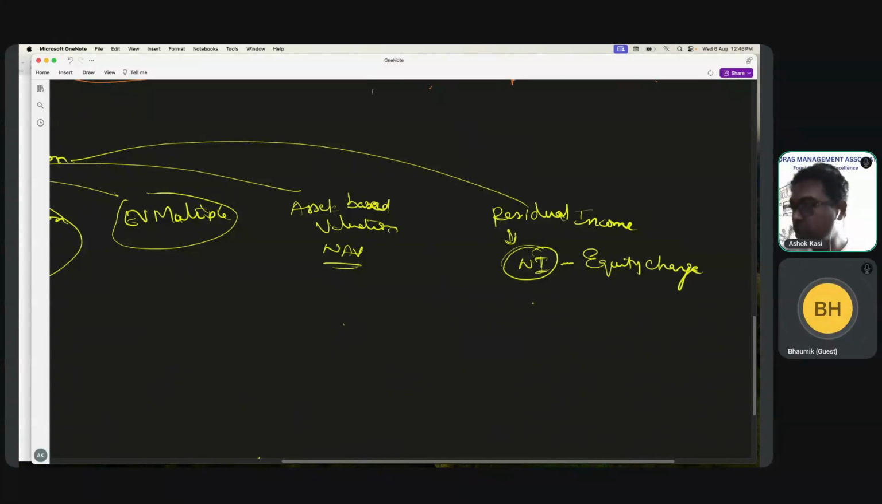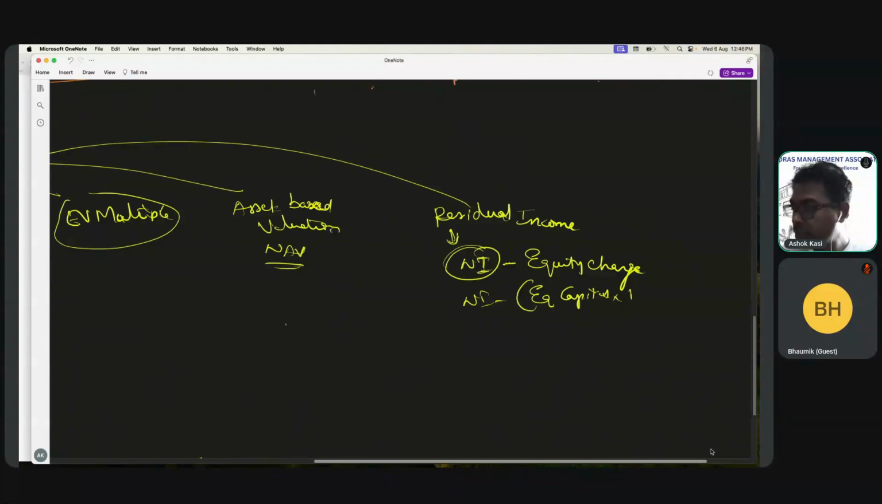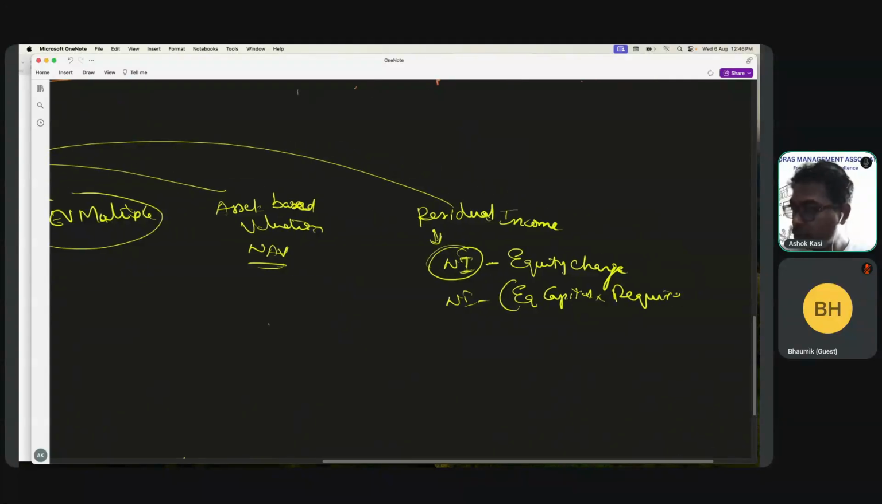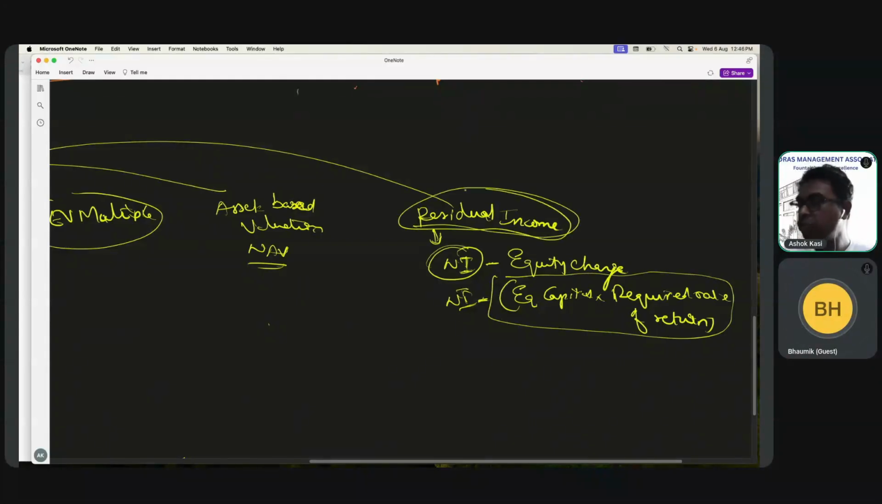Now, what is equity charge? Equity charge means equity capital times the required rate of return on equity, that is, the cost of equity. Assuming that I'm paying them also, whatever is left out, which I might have reinvested and don't have any cash left out, all of that will be considered as my residual income.